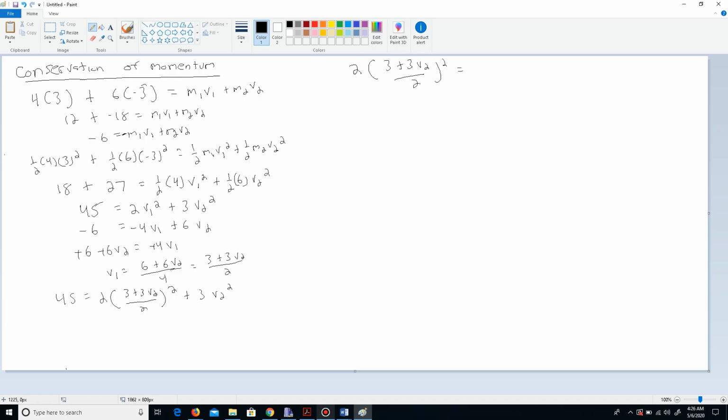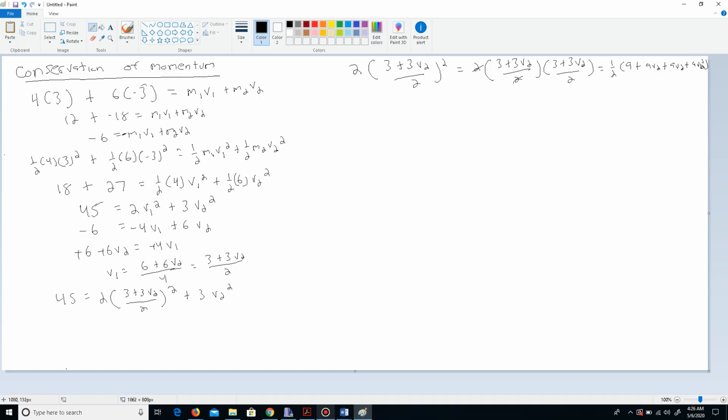That is going to be the same thing as (2 times 3 plus 3v2) over 2, times (3 plus 3v2) over 2. And so this 2 is going to cancel with that 2, and you have a 1/2 on the outside. Then we can multiply these, and what you get is 3 times 3 is 9, plus 3 times 3v2 is 9v2, plus 9v2, plus 9v2 squared.